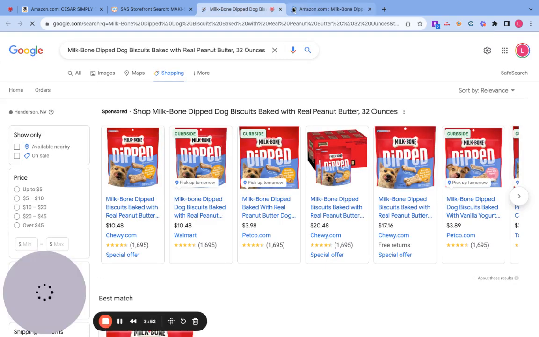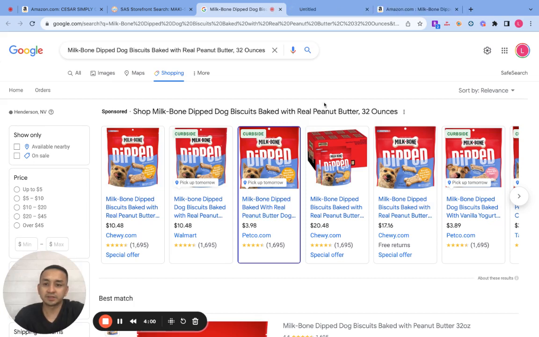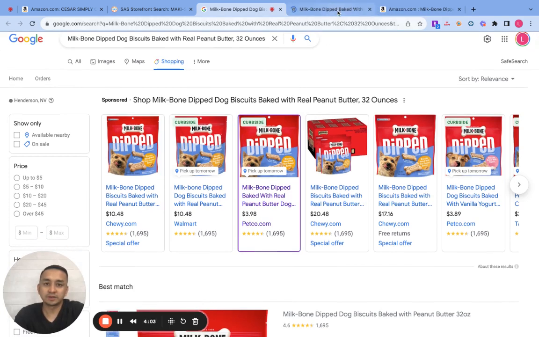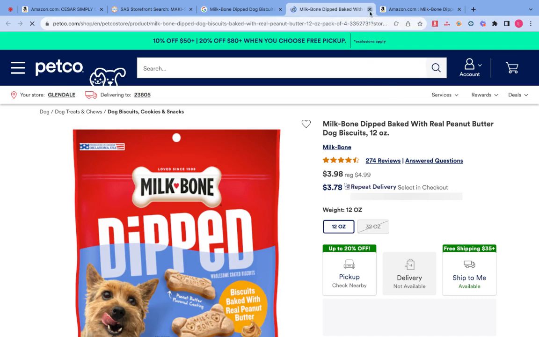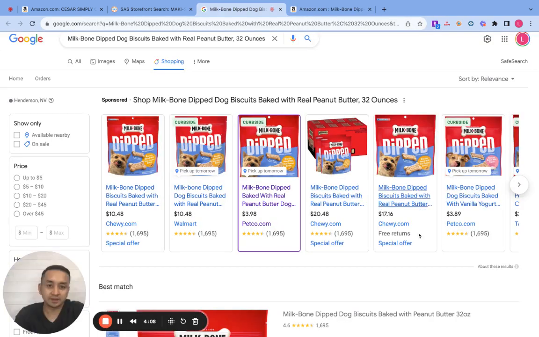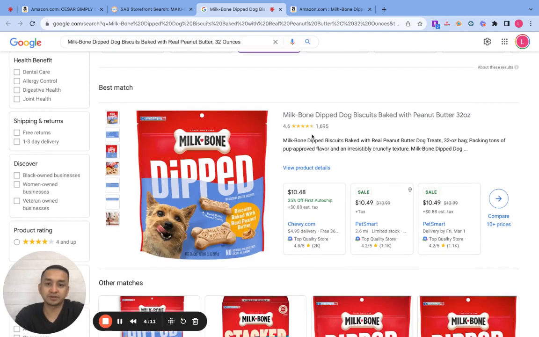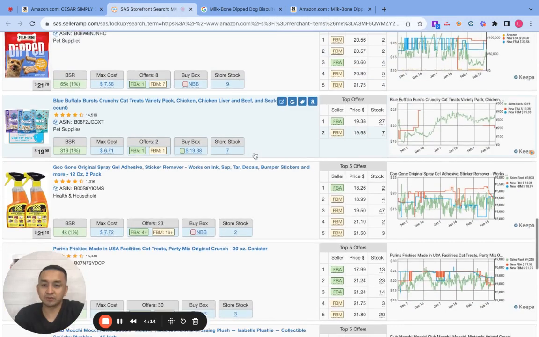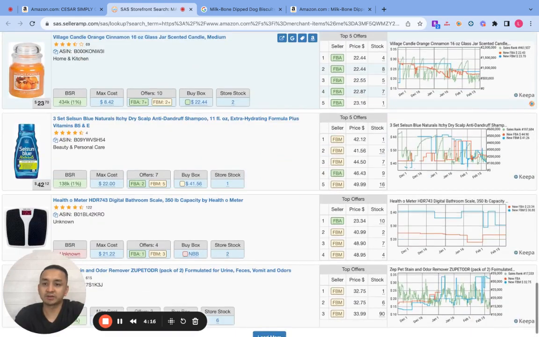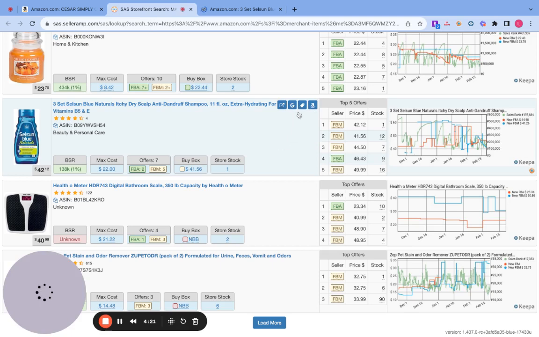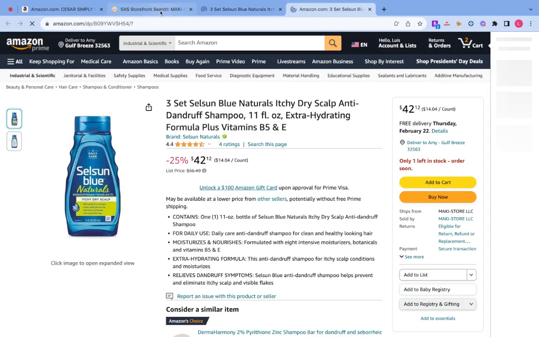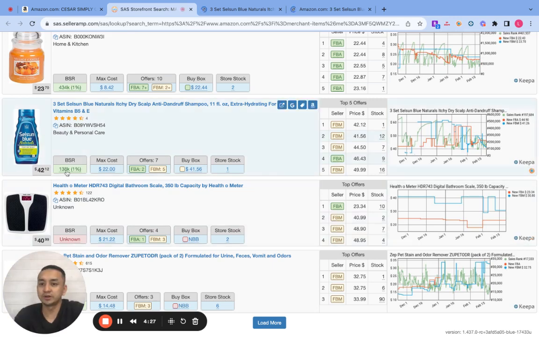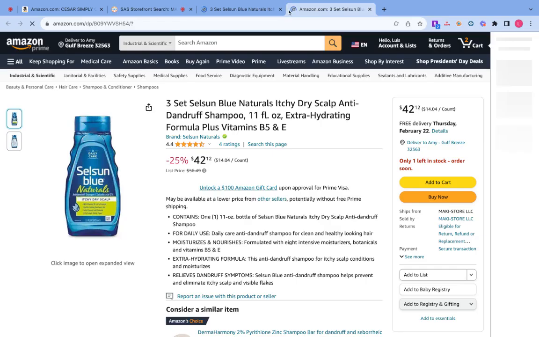Oh man. Okay, let's see. So 32 ounces. Let's see this one. 12 ounce. Figured. Yeah, this one's not going to work either. I can already tell. Yeah, it's not going to work. So I'll keep going down the list. I'll try this one. So this one has a maximum cost of 22. A little easier than the other one.